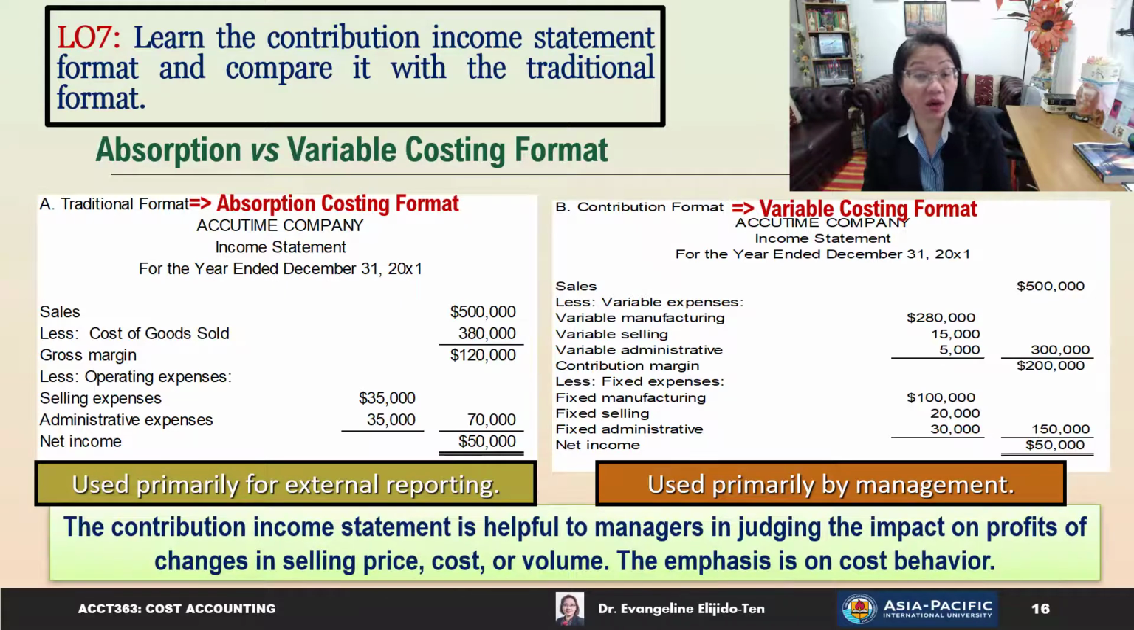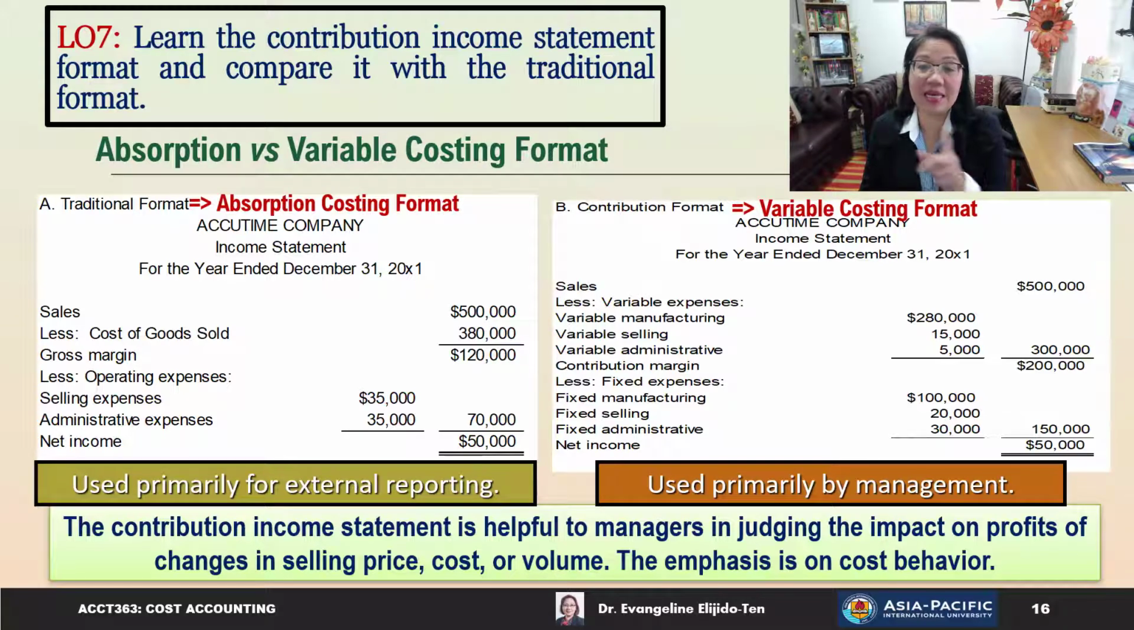Well, the contribution income statement format, also known as the variable costing format, is helpful for managers in judging the impact on profits of changes in selling price, changes in cost, or changes in volume. So the emphasis in the variable costing is on the cost behavior, and that's why it's important for us to be able to classify costs as to whether they are variable and whether they are fixed.